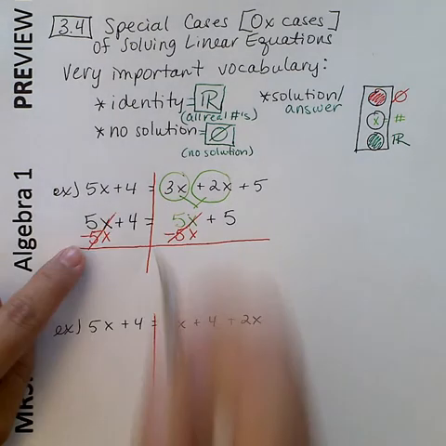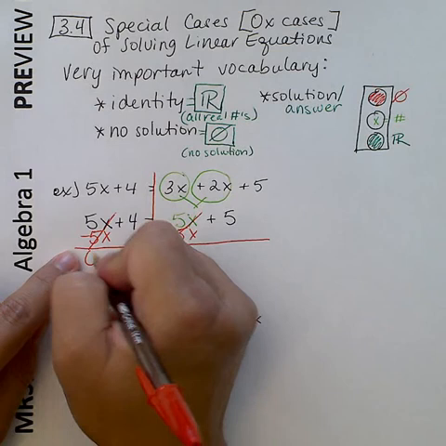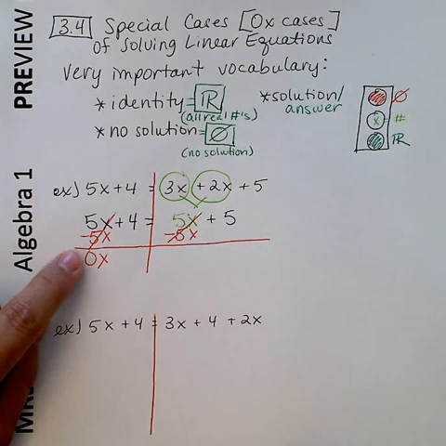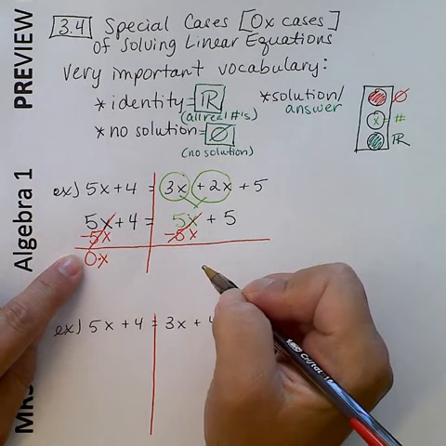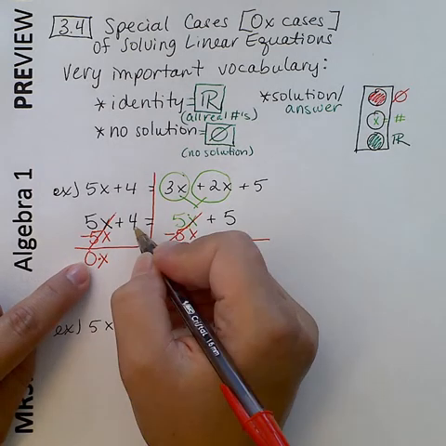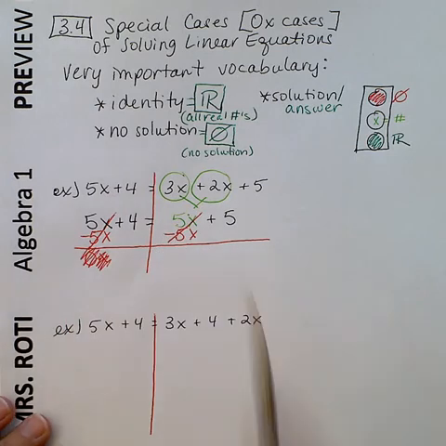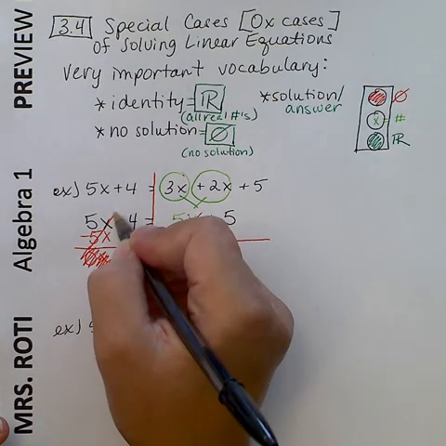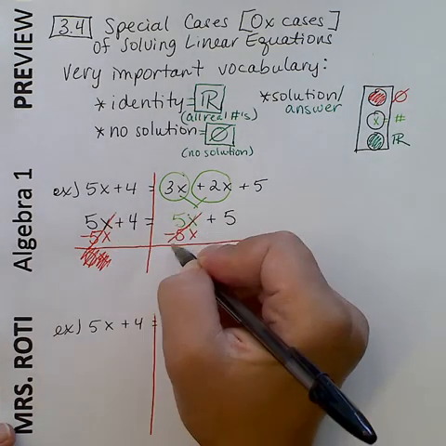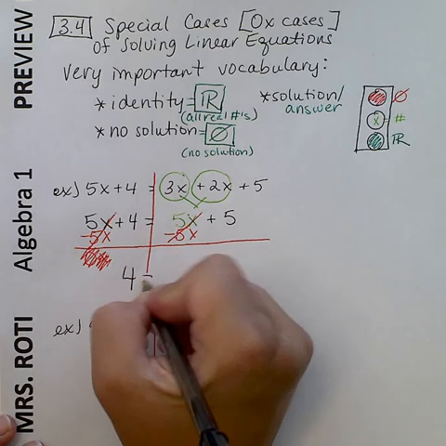Notice that we are going to get 0x here. That's the ox case. And 0 times anything is 0. And 0 plus 4 is just 4. So I'm not even going to write 0x. But that's going to be the indicator that this is going to be a special case. Since these canceled out and these canceled out, all I'm left with is 4 equals 5.